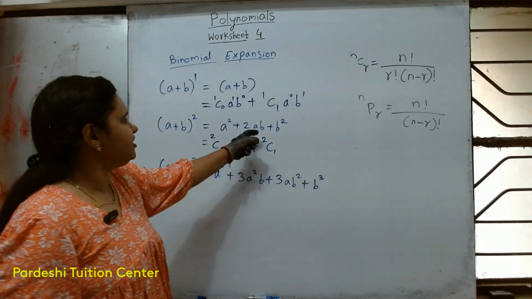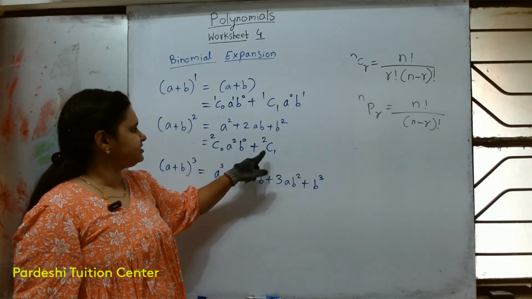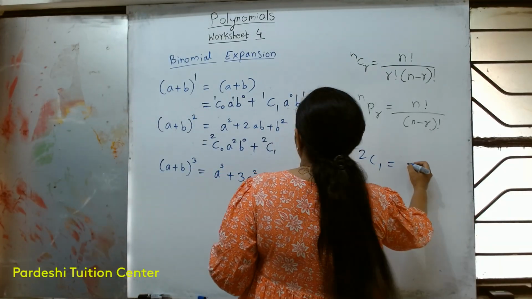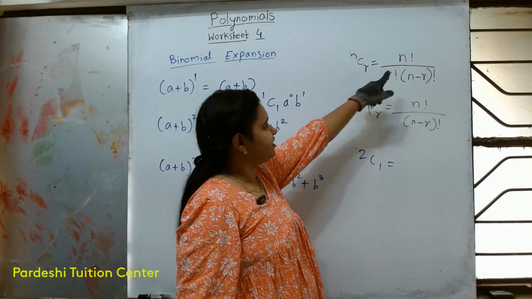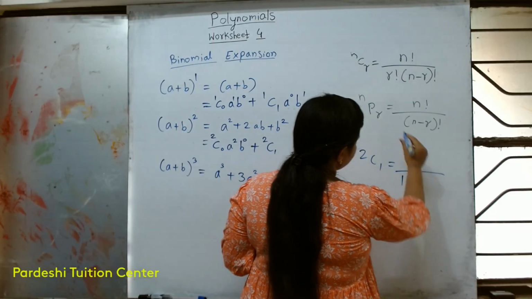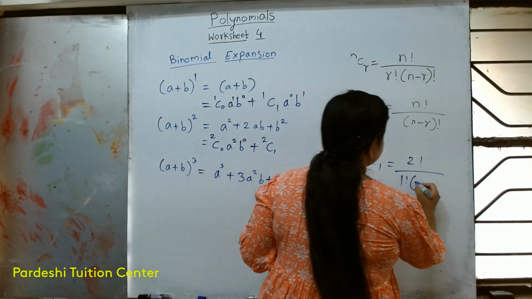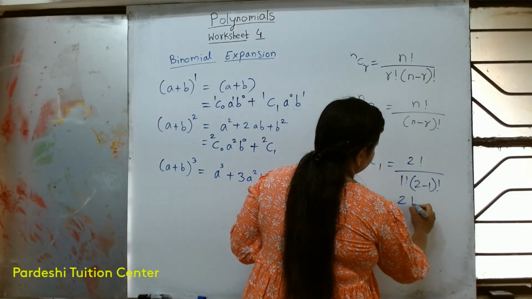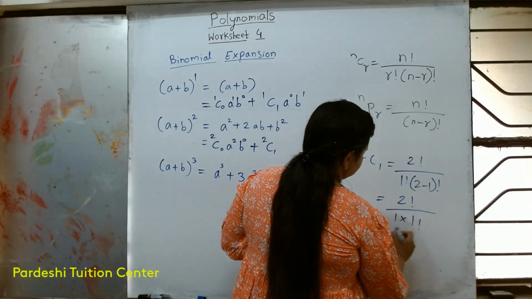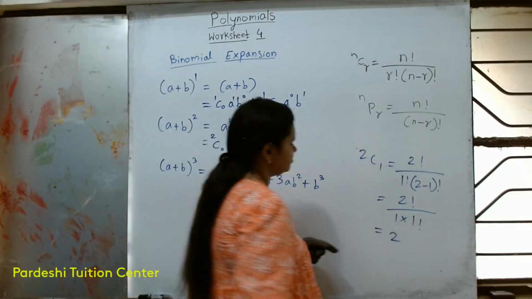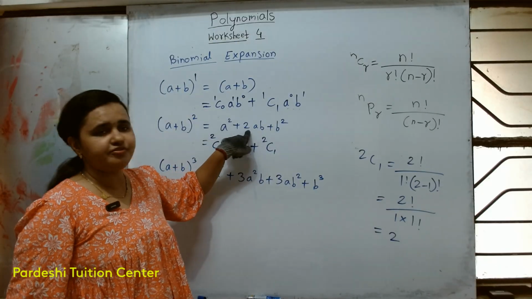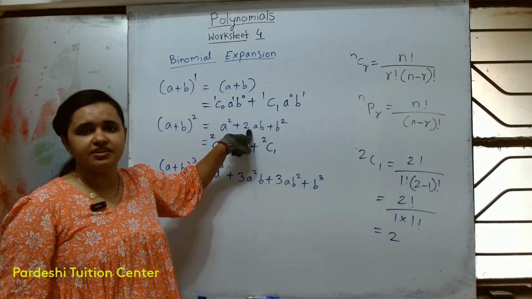Now, in the second term, the coefficient is 2. Let us check if 2c1 is coming as 2. If I put it in that formula, it is n factorial, again 2 factorial upon r factorial, r is 1, so 1 factorial, and n minus r means 2 minus 1, so again 2 factorial upon 1 factorial is 1, 2 minus 1 means 1 factorial. So 2 factorial means 2 into 1, that is 2. So the answer is coming as 2. For 2c1 the answer is 2 and the coefficient here is also 2. Okay, we have just checked.